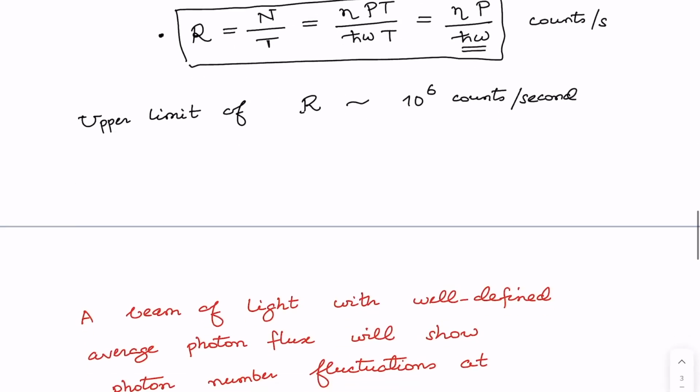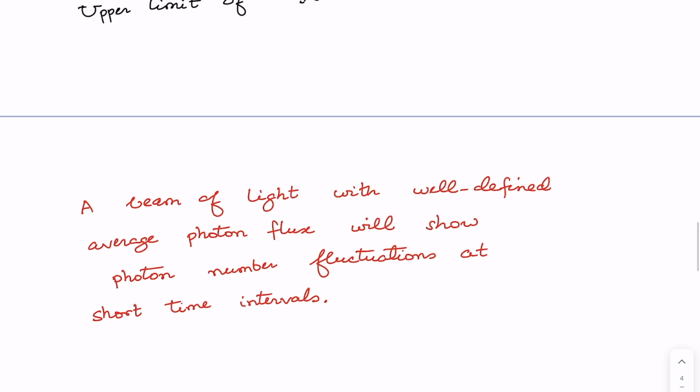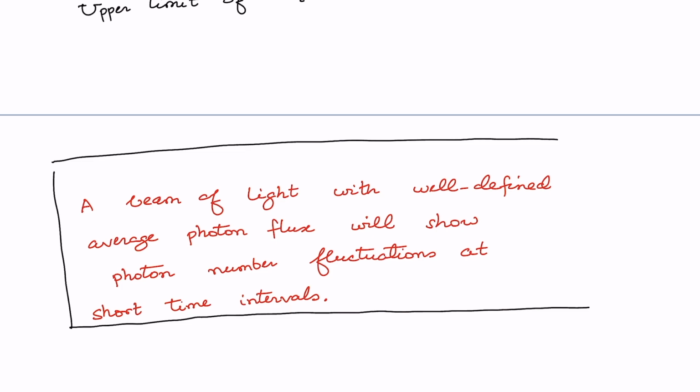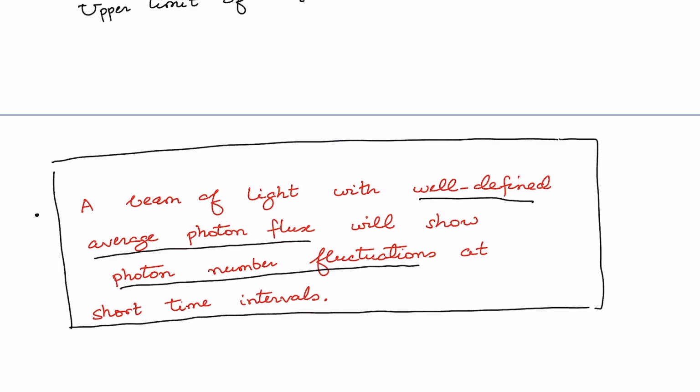A typical photon counter is only useful for analyzing properties of a very faint light beam, of optical power on the order of 10^-12 watt or less. For detecting light beams of higher power, different methods need to be used. Now, one thing you should note is that a beam of light with well-defined average photon flux will show photon number fluctuations at short time intervals.